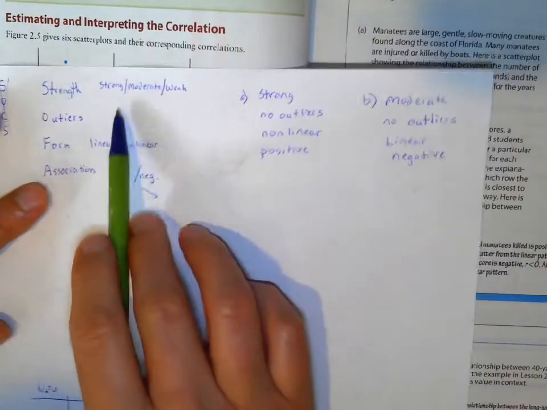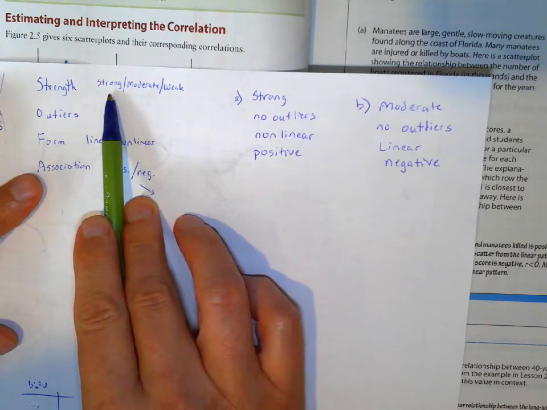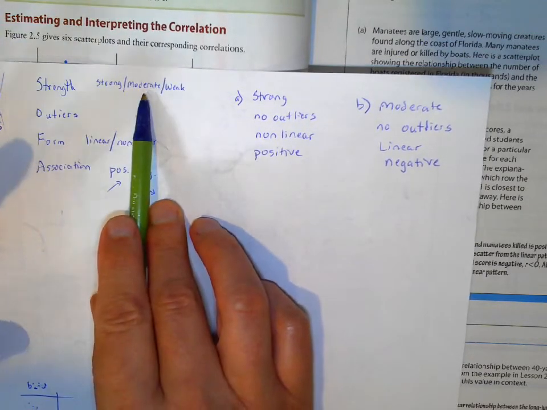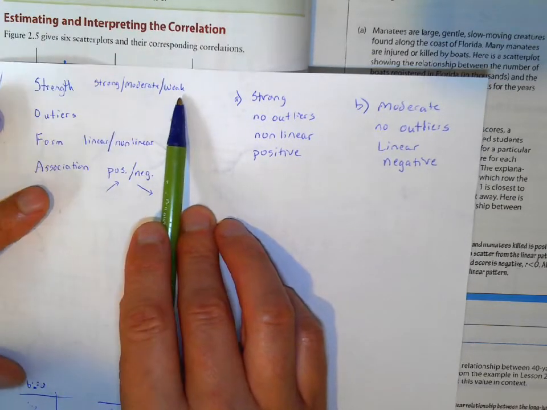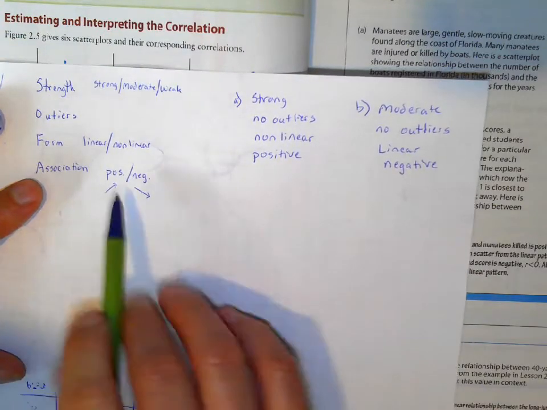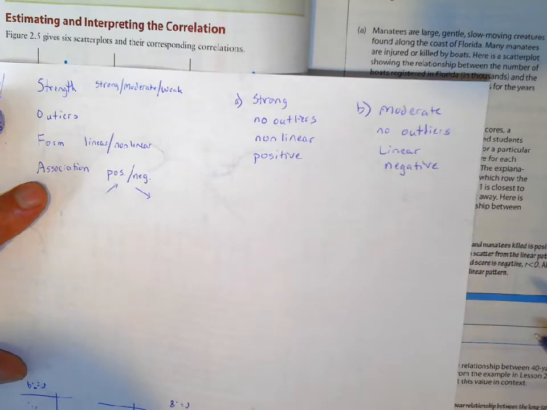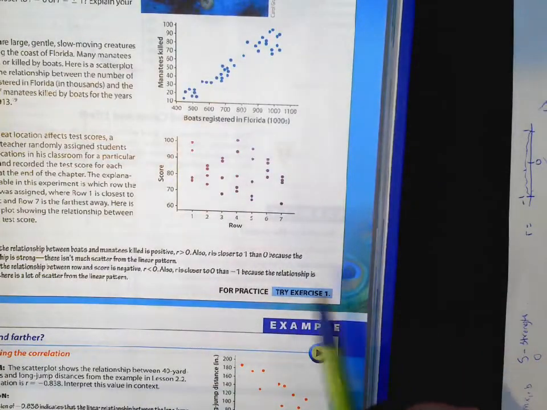So getting back to the SOFA part, it tells us how strong it is. 0.9, 0.8 would be fairly strong. -0.9, -0.8, still very strong. Moderate would be like 0.4, 0.5, 0.6. Weak would be like 0.2, 0.3, 0.4, somewhere down there. Association, we can also see whether it's positive or negative there. Next problem. Tell me if these are closer to 0, 1, or -1.